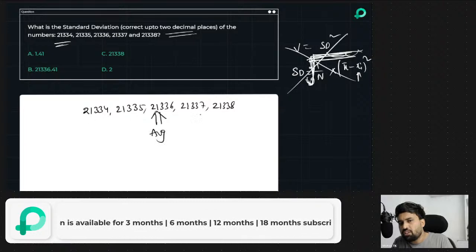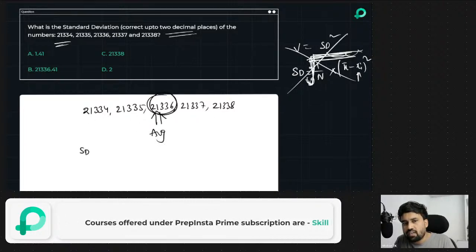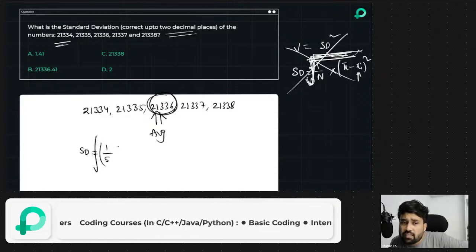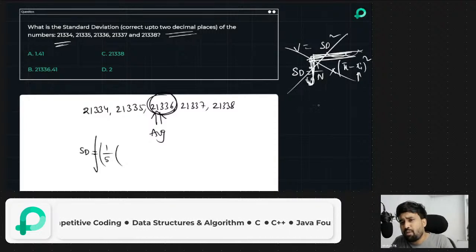If the numbers are consecutive numbers, the average is always the middle term. Then how to find standard deviation? Standard deviation is nothing but 1 by the total number of terms, which is 1 by 5. And we will do the square root, obviously. I'm just writing outside of everything. And remember, guys, how to use 1 by n, and some people don't know how to use 1 by n minus 1.